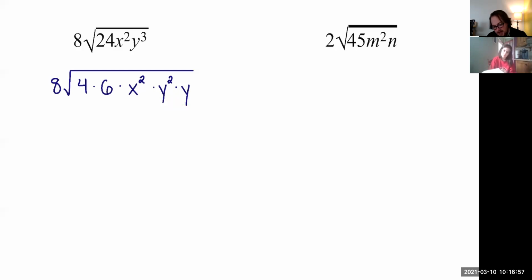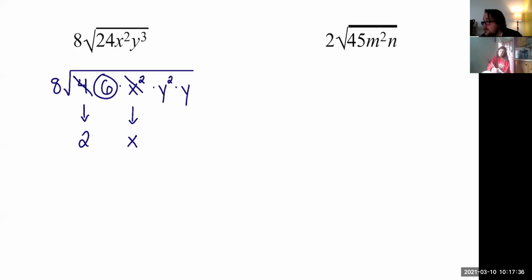Now, as I go through and clean this up, can I take the square root of 4? Yes, square root of 4 gives me 2. So the 4 is gone. Can I take the square root of 6? No. Can I break it down any further? No. So it'll stay. Can I take the square root of x squared? Yeah. You told me it was a perfect square earlier. So what is the square root of x squared? Just an x, which means it's gone.